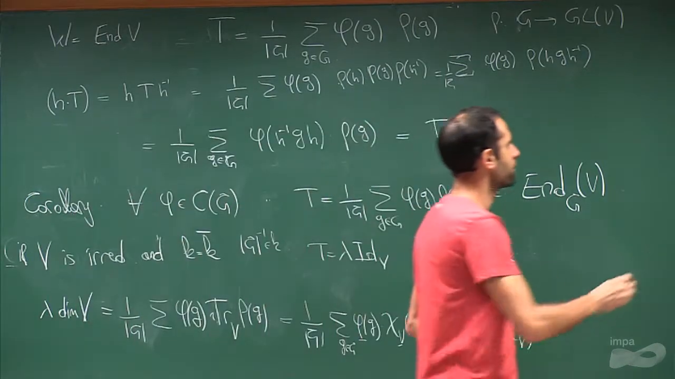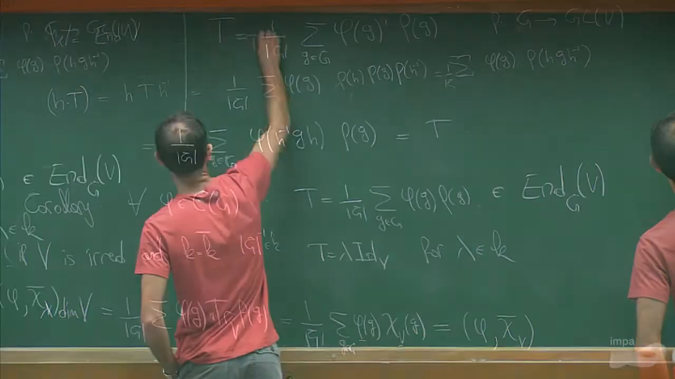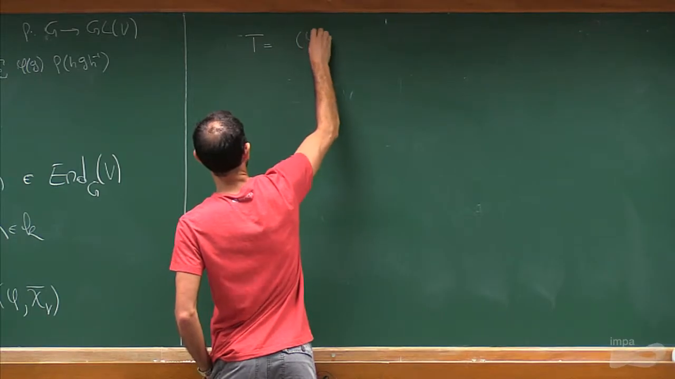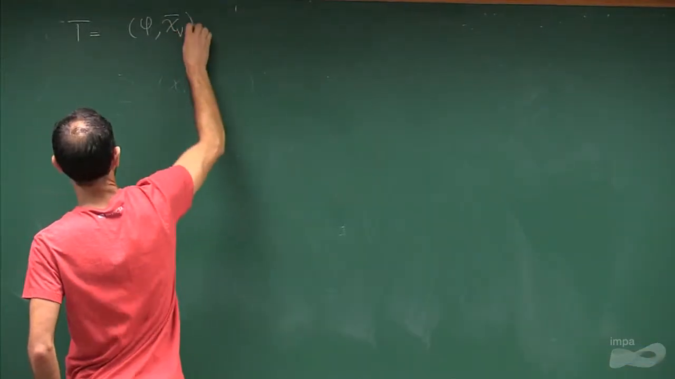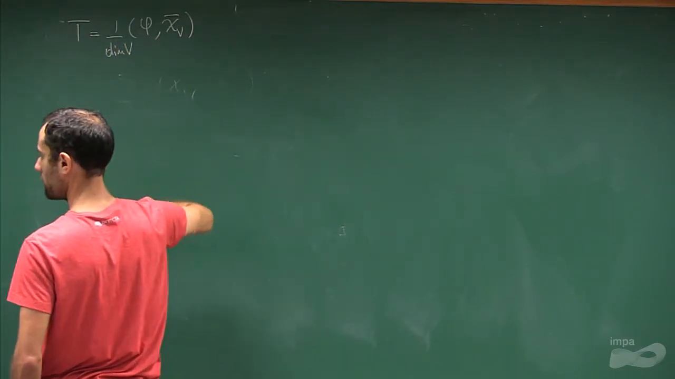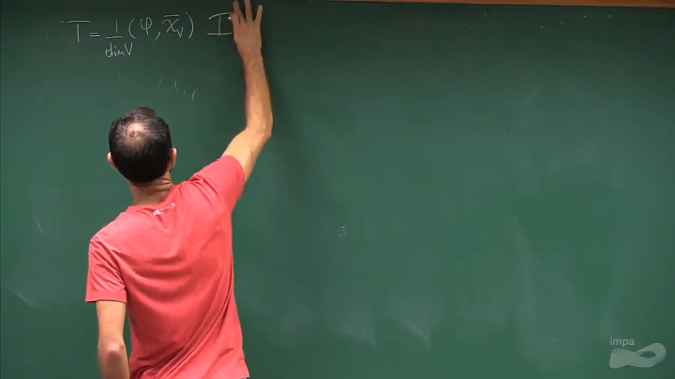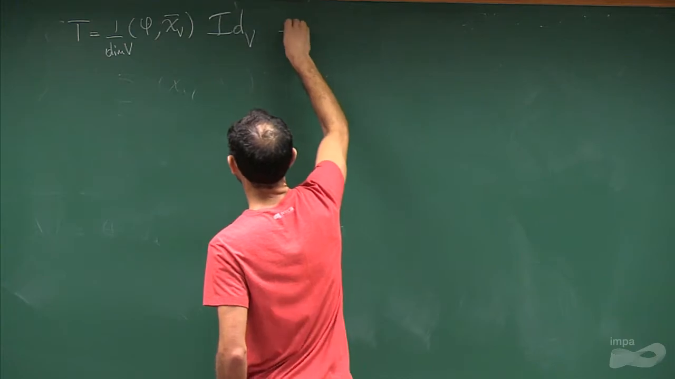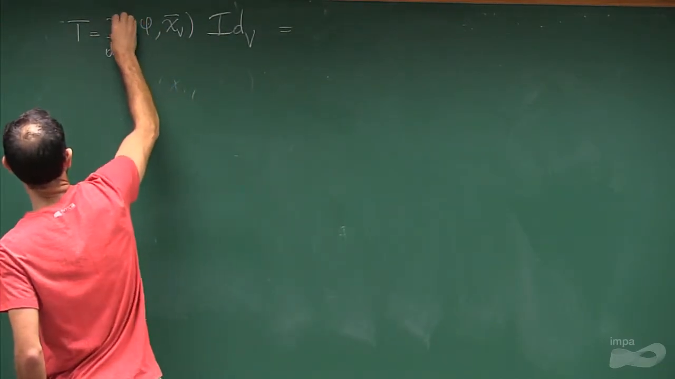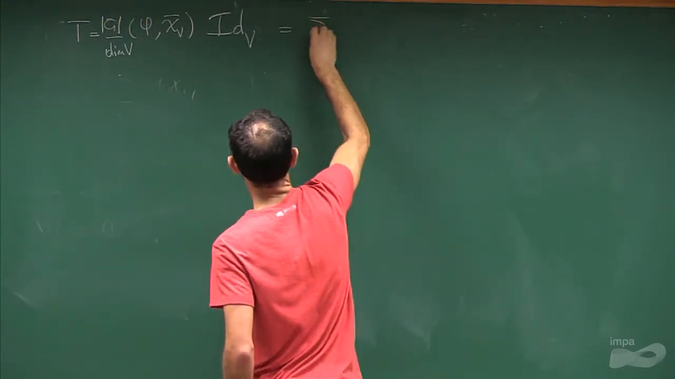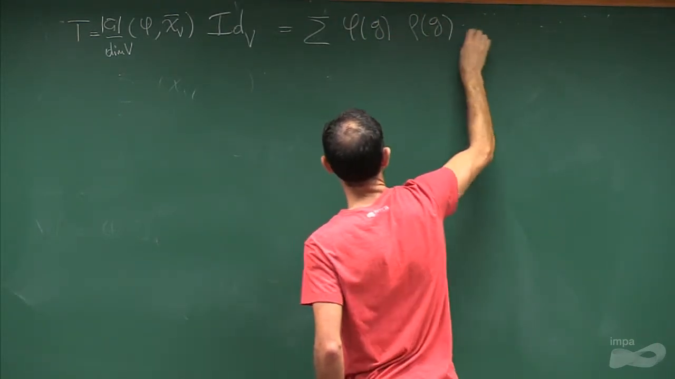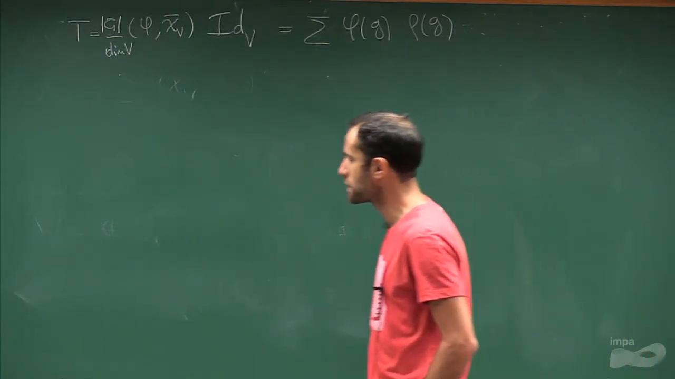So that means that this T is equal to the inner product of phi with the character of V over the dimension of V, times the identity. And this is, on the other hand, that sum that I had there. Perhaps, so that we don't need to divide, let's put here the sum of phi of G times rho of G. Okay, so we have that statement.